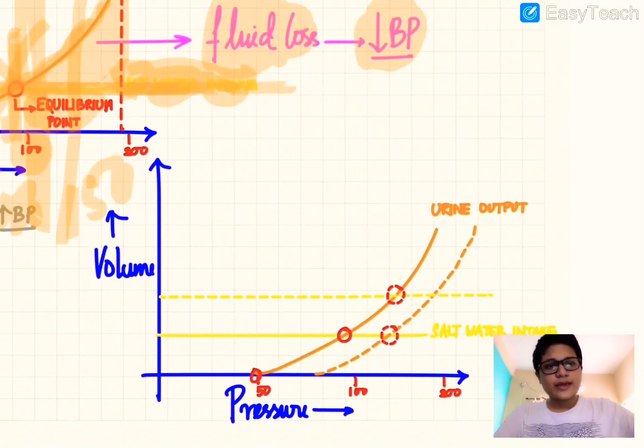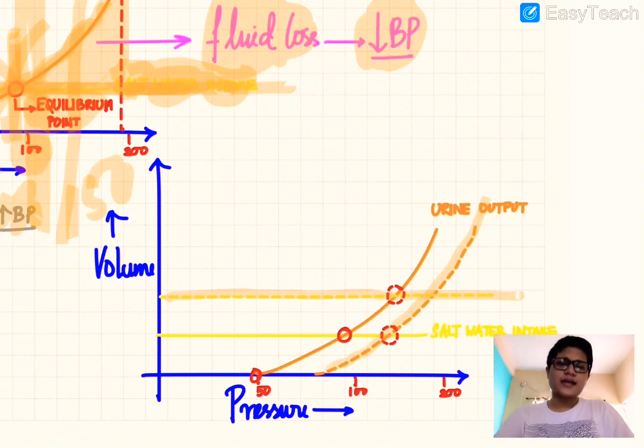Therefore, two mechanisms to increase the blood pressure would be either to shift the urine output curve to the right or the salt water intake curve upwards. Both occurring simultaneously is a rare phenomenon because some compensatory mechanism will come into action to cancel out one of them. Okay.